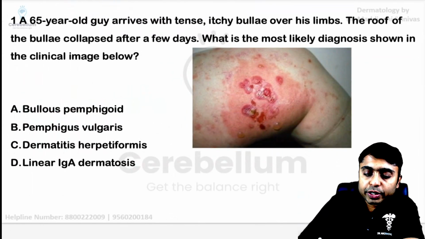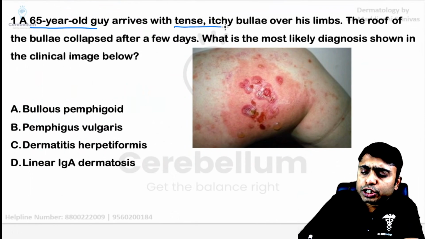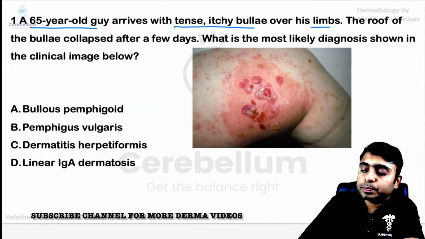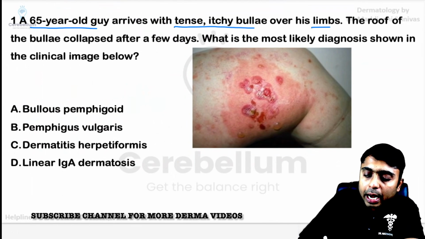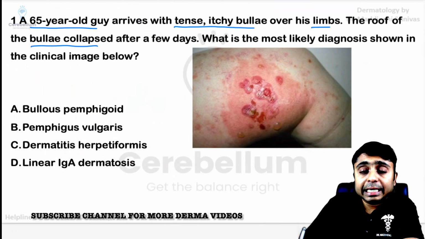This is the first MCQ, which says a 65-year-old guy arrives with tense itchy bulle over his limbs. The roof of the bulle collapsed after a few days. What is the most likely diagnosis shown in the clinical image below?